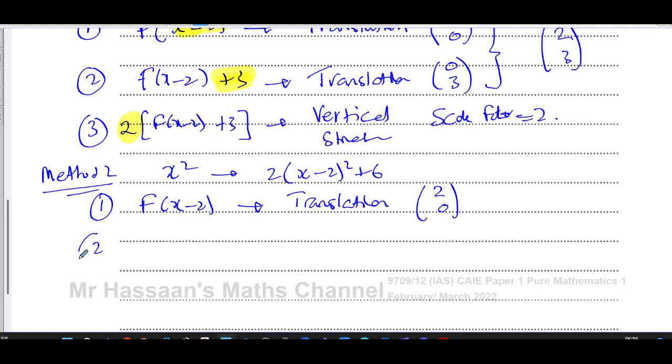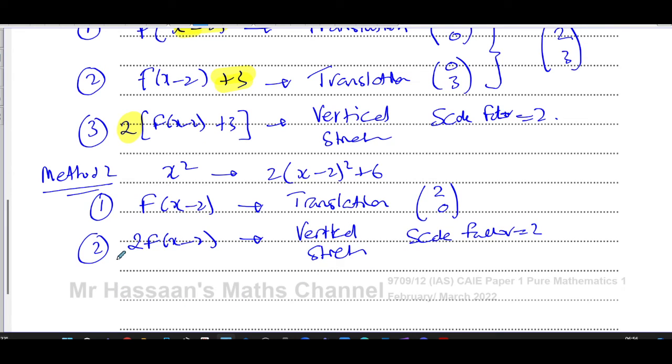Now, the second thing we would deal with normally, if it's 2 times (x minus 2) squared plus 6, we would now deal with the outer function, and we would start with BIDMAS. So we'd start with multiplication. So we'll deal with this vertical stretch. We're going to deal with 2 times f(x minus 2), which is a vertical stretch, and the scale factor is equal to 2.